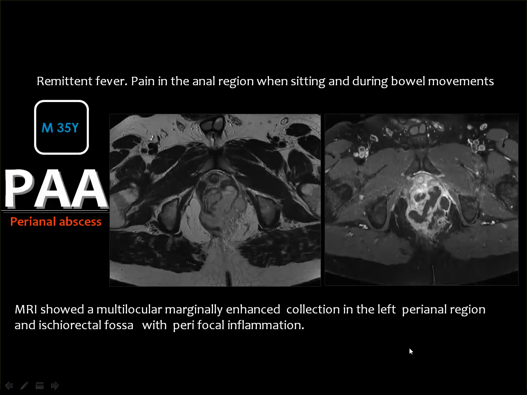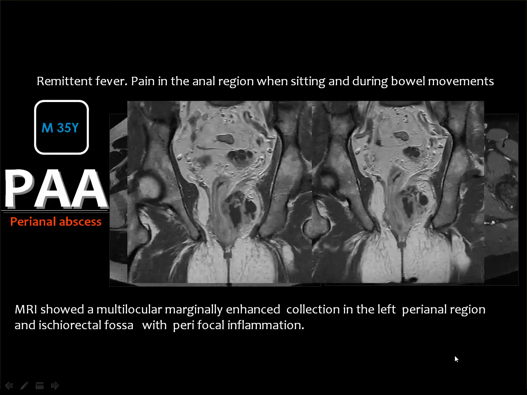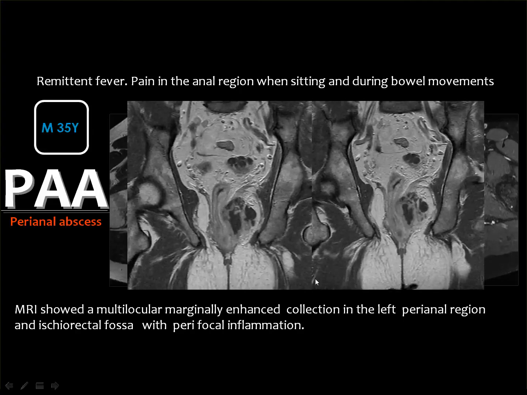And this is another example of a big abscess in the perianal area that has crossed the internal sphincter and the external sphincter as well, and extended into the ischioanal fossa. If you inject contrast, then you can see multiple loculi with marginal enhancement, and this is the coronal images where you see that the anal canal is pushed to the right side, and you get multilocular abscess formation in the perianal area inferior to the levator ani muscle.